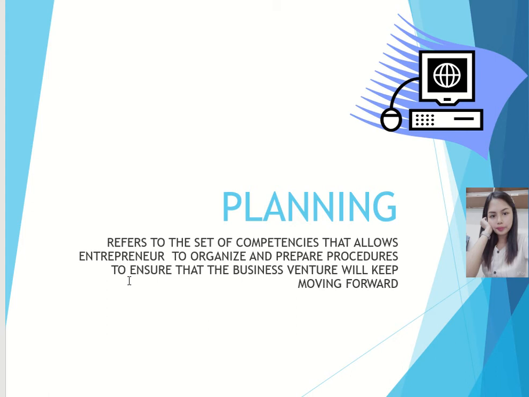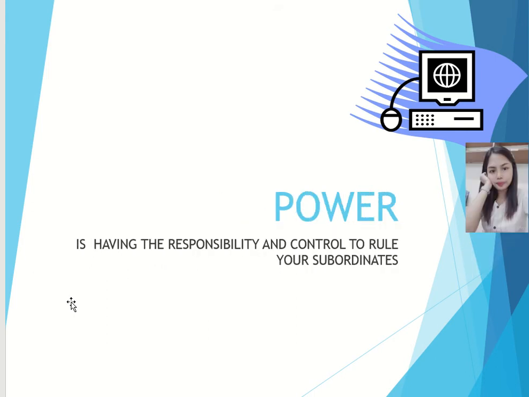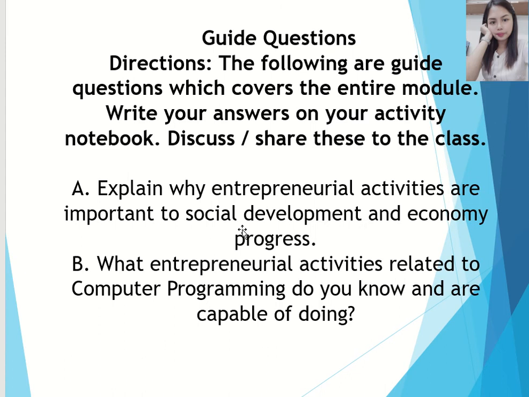Of course, when you have a business, you should always have your plan. Because when you plan, anything that will come to you, you can handle it. For example, milk tea. You should have different kinds of flavors so that your customers will always buy from you, especially if you have a neighbor who has the same business as you. Next, power is having the responsibility and control to rule your subordinates. When you have power, you can control all the people under your business.